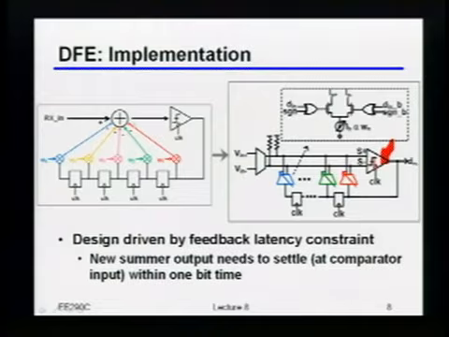decision, right? So in other words, if I'm going, let's say, 10 gigabits per second, then I basically have to make a decision, feed that bit back, update all the values in these registers here, feed them through these current steering switches, and then get these analog values to settle to whatever the new analog voltage is supposed to be, all within that 100 picoseconds of time.